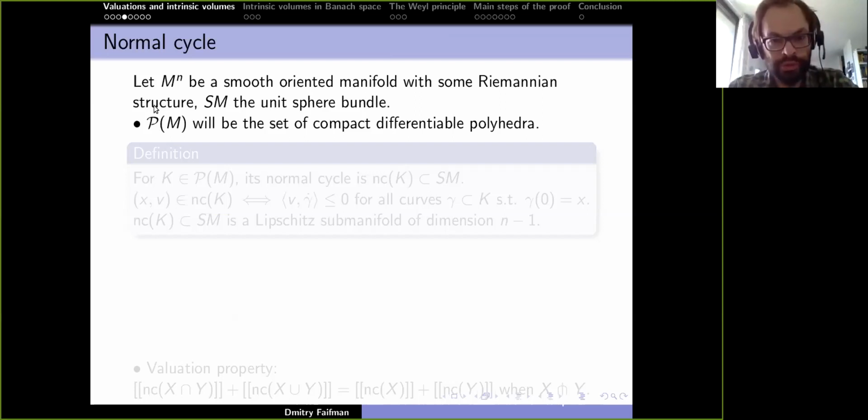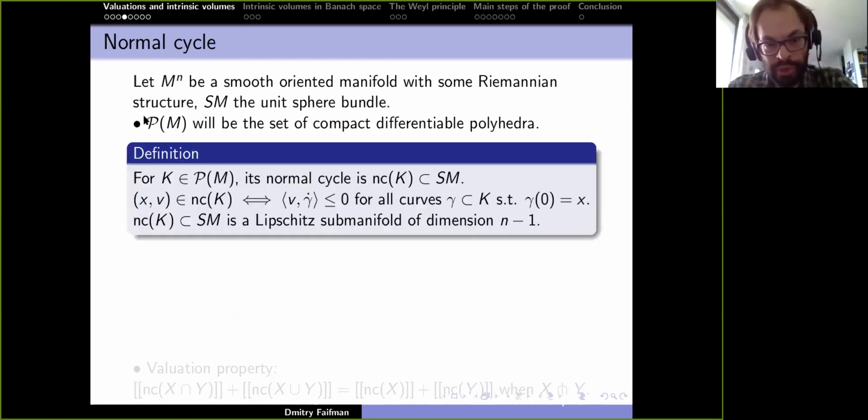Okay, and let me define the normal cycle. Basically, it generalizes the notion of a normal bundle. So let me first read what's written here. The normal cycle is a subset of the sphere bundle. And a vector lies in the normal cycle if its product with gamma dot is non-positive for any gamma that starts at this point x and stays inside the set for small values of t. So basically, it's a normal that's pointing outward. If you have something like a corner, then you have the full cone.